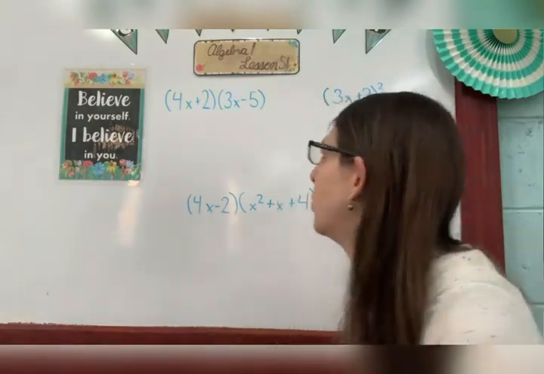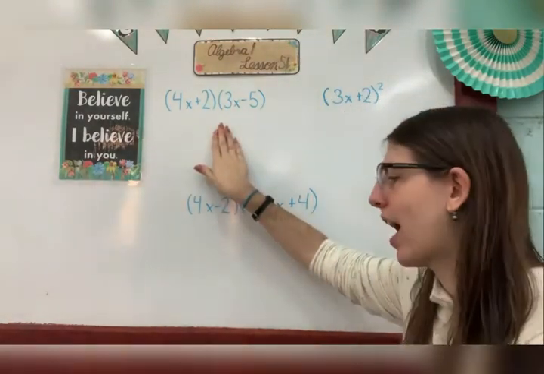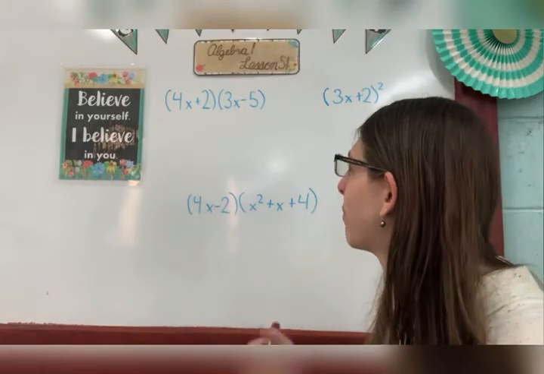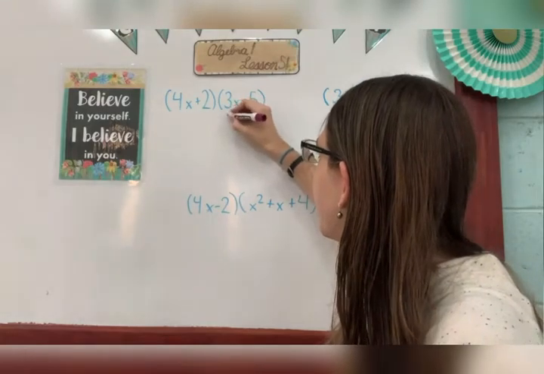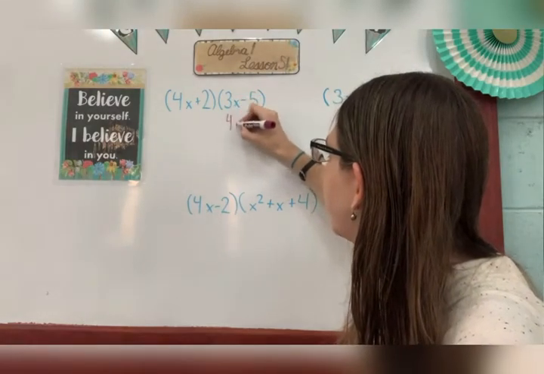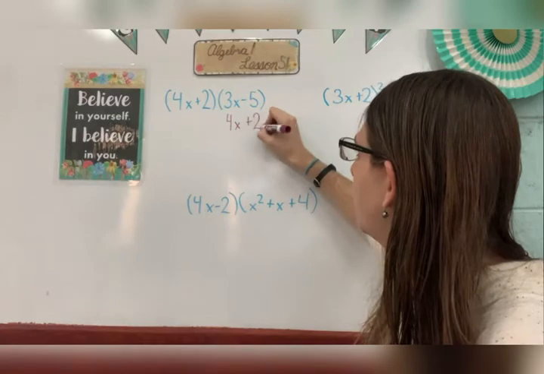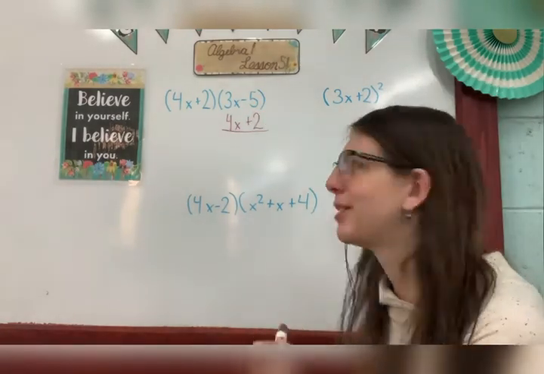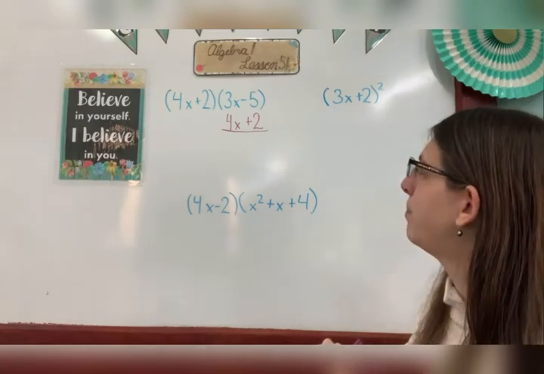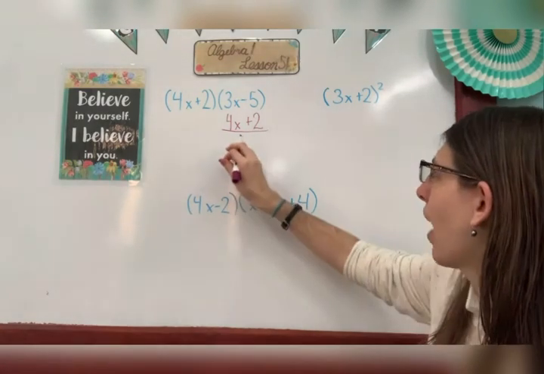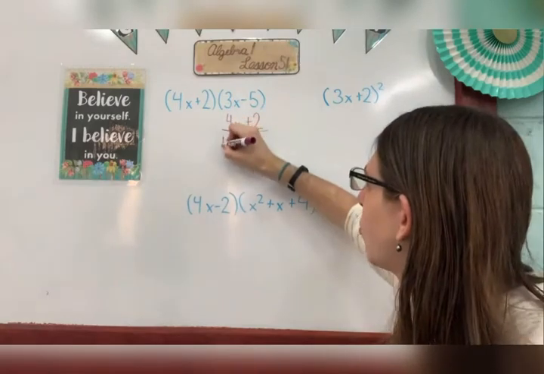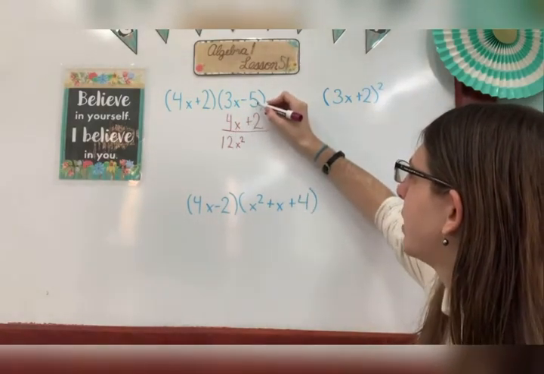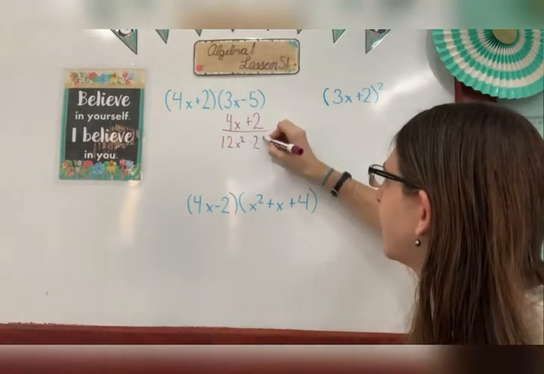4x plus 2 times 3x minus 5. I'm going to write this out as the multiplication method. I'm going to write it like this. I'm going to bring my 4x plus 2 right under my existing number, so I have less to write and more space. All right, I'm going to start with my 4x. 4x times 3x is 12x squared. 4x times negative 5 is negative 20x.